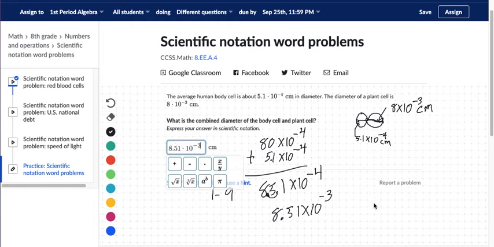So now you know that if you take those two cells and put them next to each other, you know how long the diameters are together.